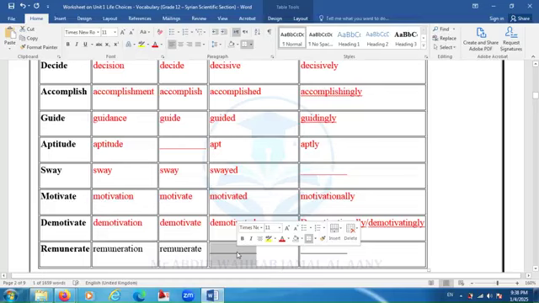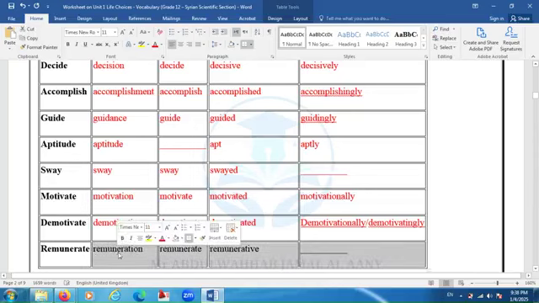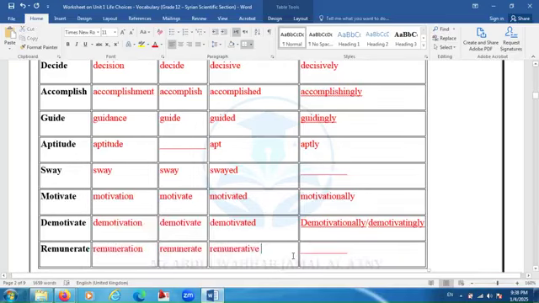The adjective is remunerative. And as far as I know, I don't have an adverb, because I can't say remuneratively. I don't think we'll have an adverb.